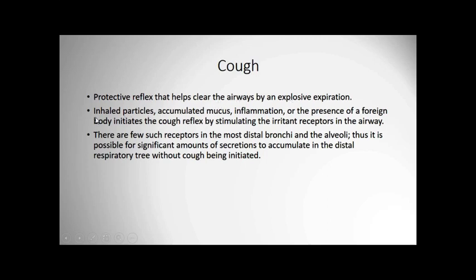Okay, the particles that we inhale, the mucus, inflammatory mediators, any foreign body will initiate the cough reflex, stimulating some receptors that we have in the airways at different points. You have to know that, for example, in the distal portions of the respiratory tree, we have very few of these receptors. So it is possible that, for example, in the distal bronchi and in the alveoli, we have a lot of secretion and no cough. So normally when what is irritated is the larynx, the trachea, the main bronchi, the secondary bronchi, okay, the more proximal portions of the respiratory tree, it is more likely that we develop an important cough. But when we have this distal accumulation, for example, of secretions in the distal bronchi and in the alveoli, cough is not going to be present, or at least will not be an important complaint.